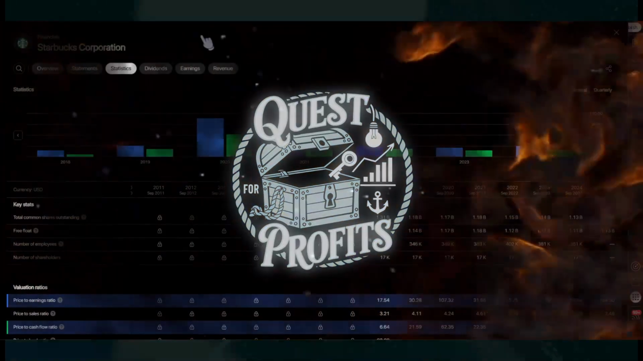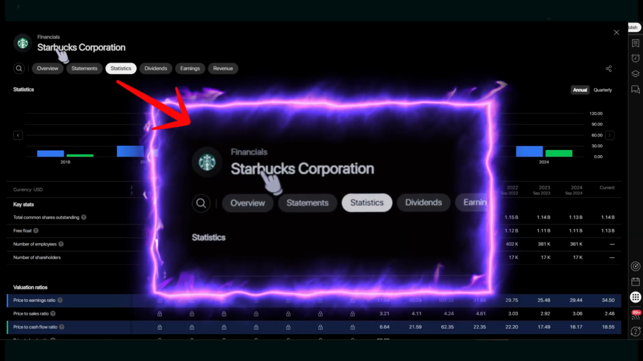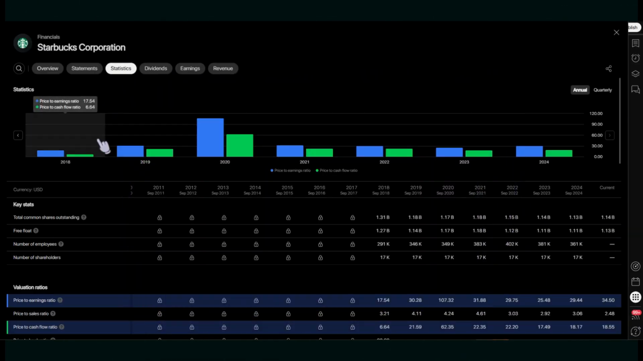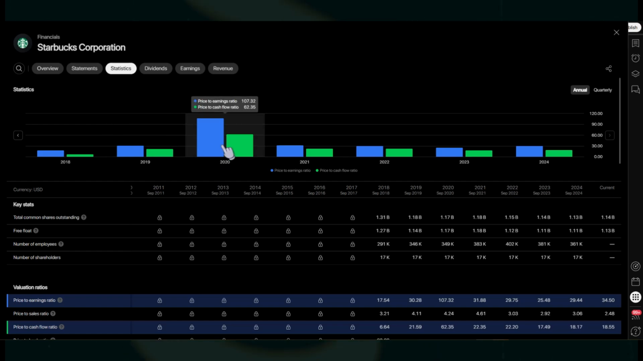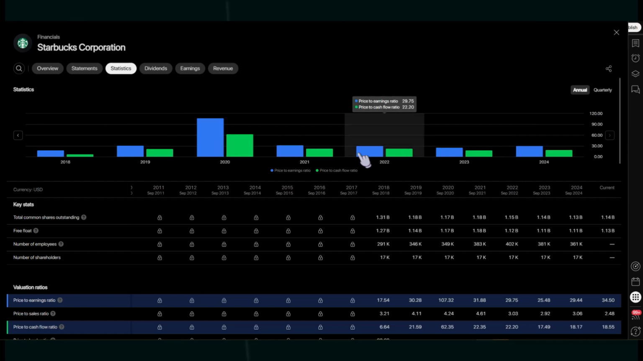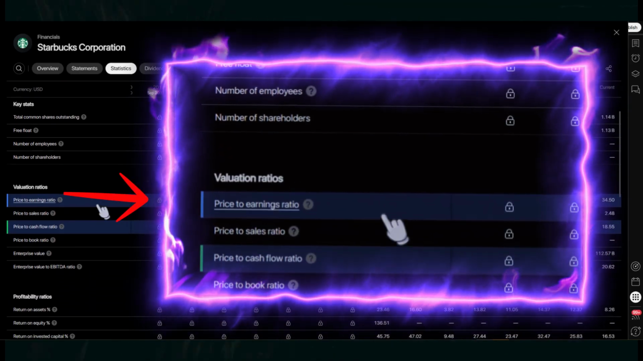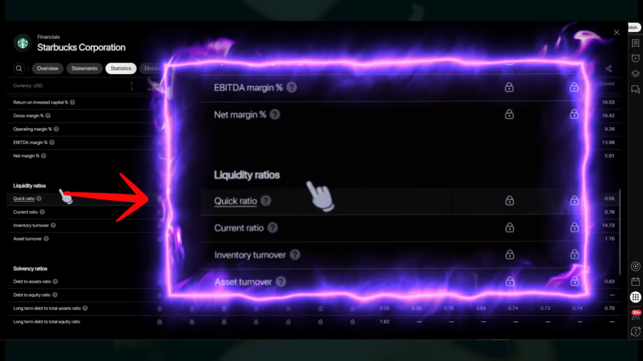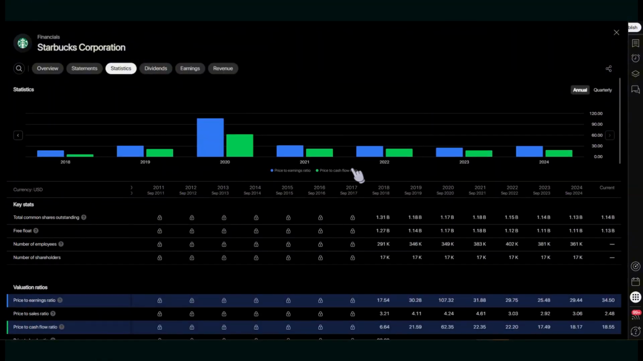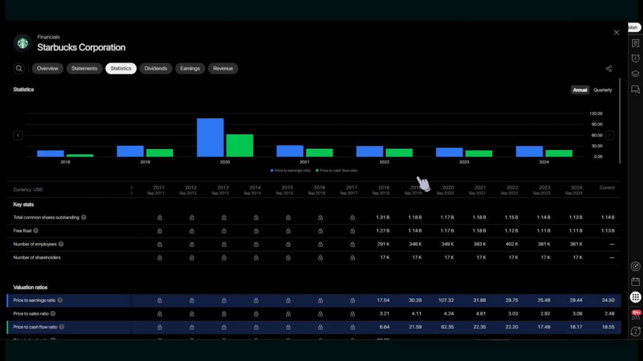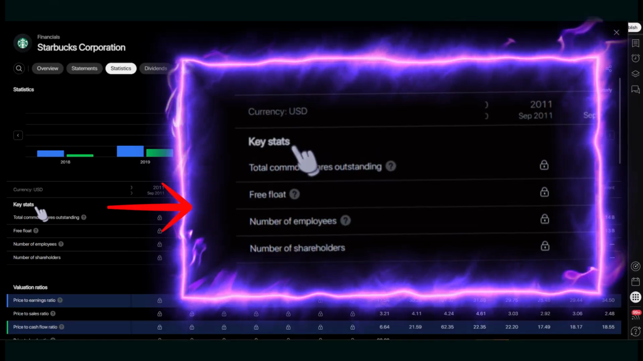All right, so what we're looking at here is Starbucks Corporation's full statistics page. You've got your bar charts at the top showing price to earnings and price to cash flow ratios over time. And then below that, you've got tables breaking down everything from valuation ratios to profitability to liquidity. It looks like a lot, I know, but once you understand what each section tells you, this becomes one of your most powerful tools. Let's start with the key stats at the very top.